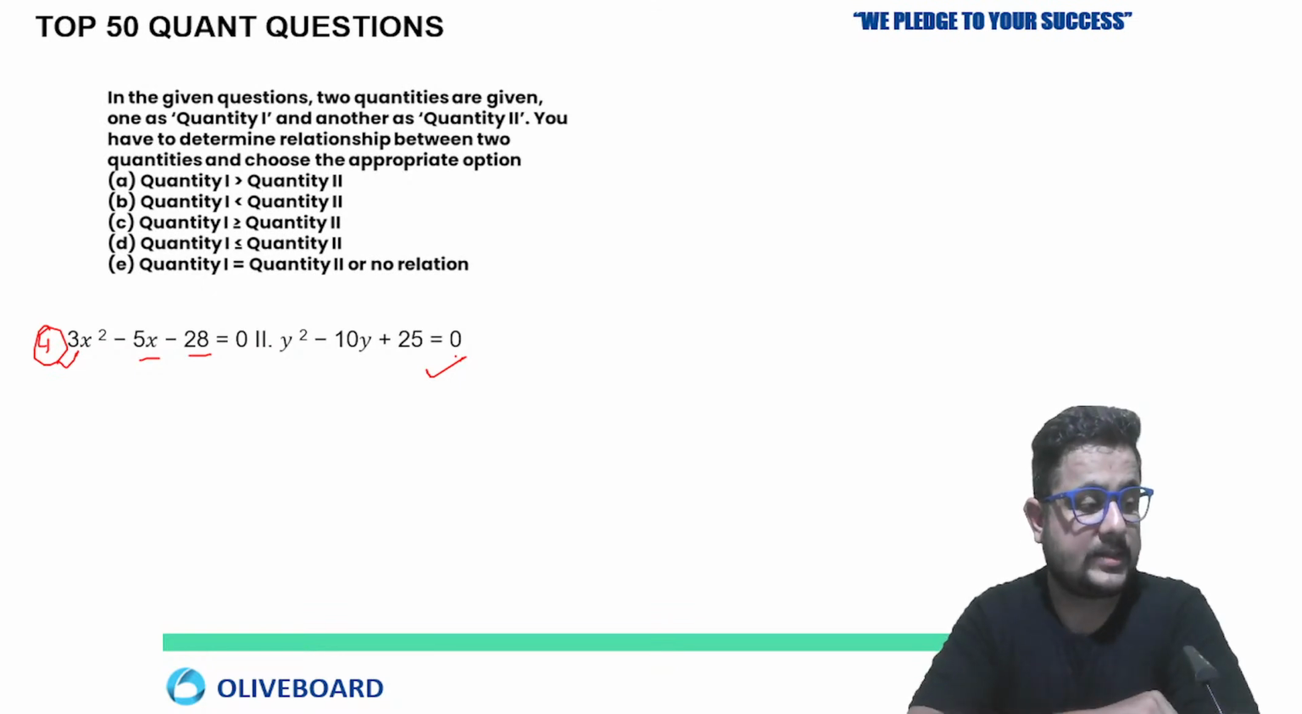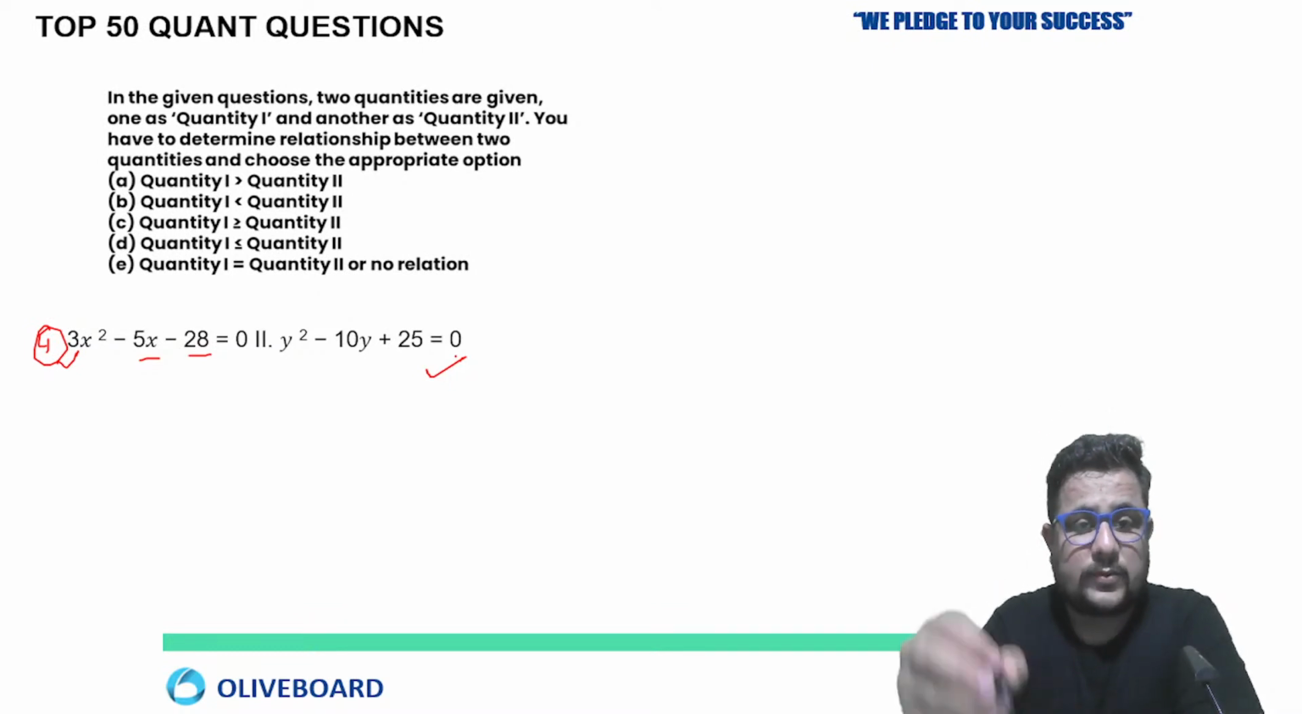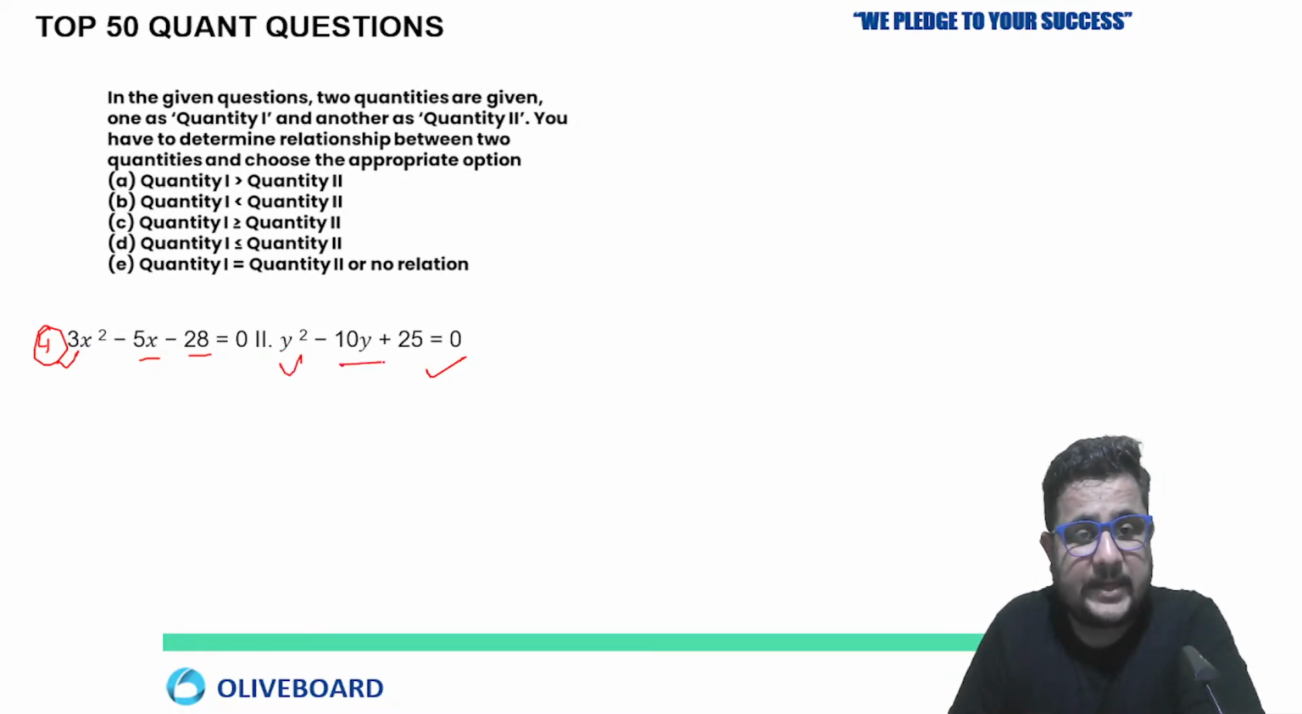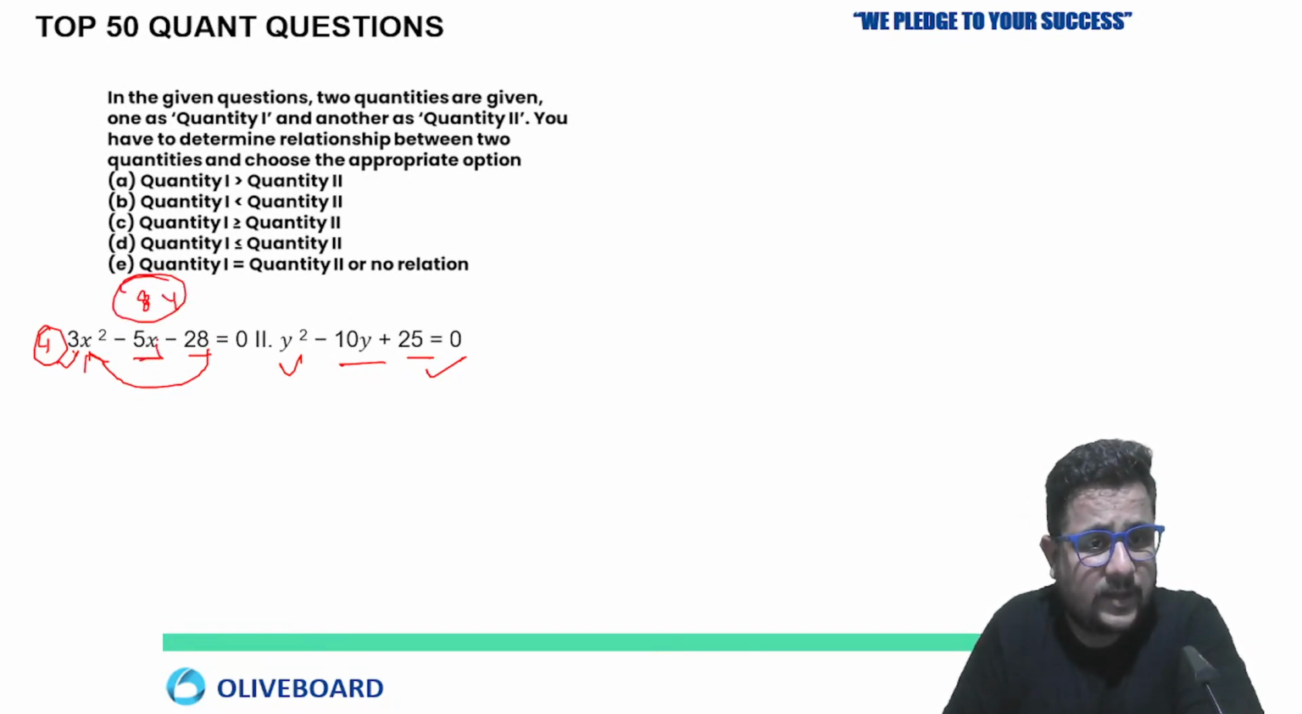I'm just looking for your answers for this equation. So the first one is very easy, sorry, the second one, y square minus 10y plus 25. The last one is also easy, 28 into 3, 84. Now there will be two factors whose difference must be 5, and whose multiplication must give 84. Minus and minus must be there, then first is going to be positive, second is going to be negative. So 28 into 3, 84.